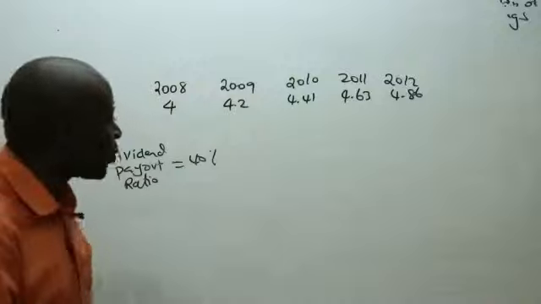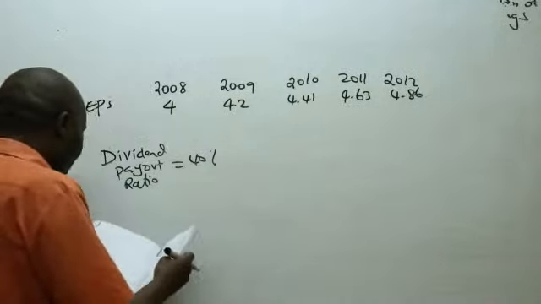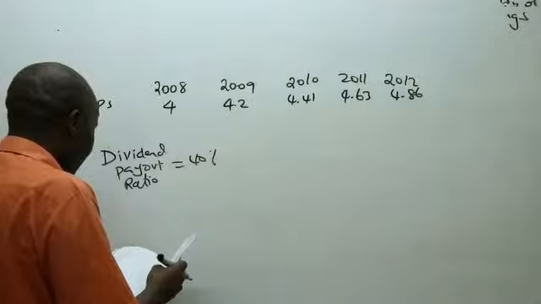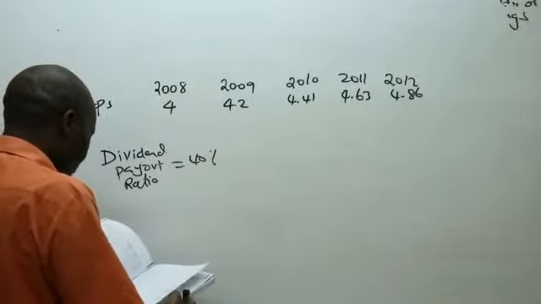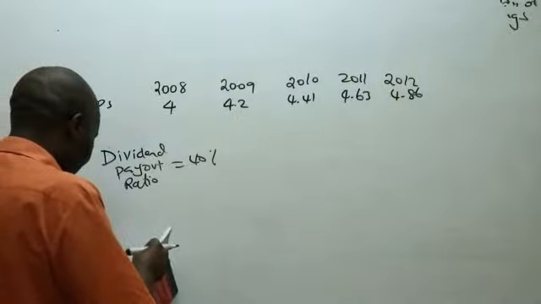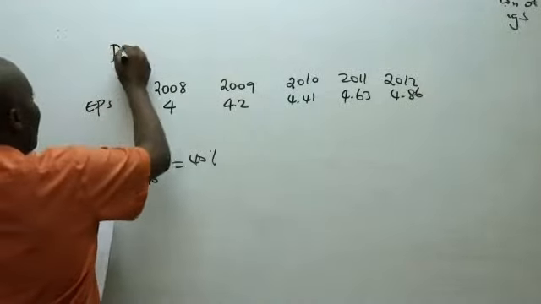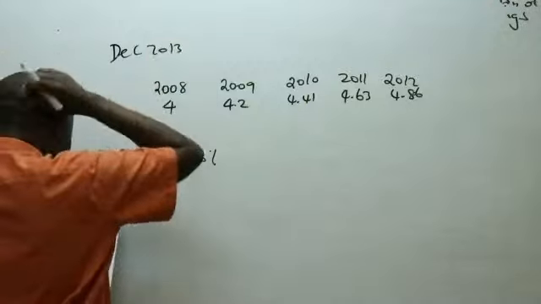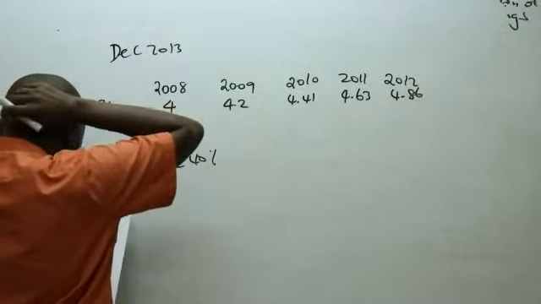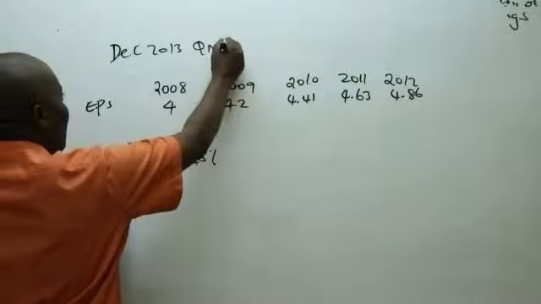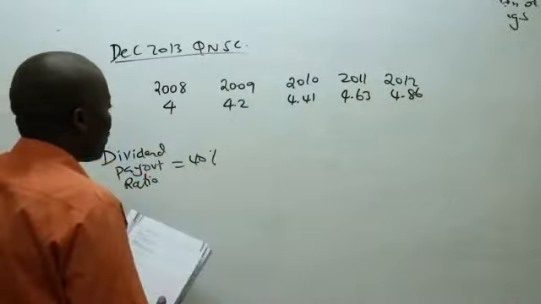Which question? It's quite here. We have December. The question is December. 2013. December 2013. Question number 5C. Question number 5C.